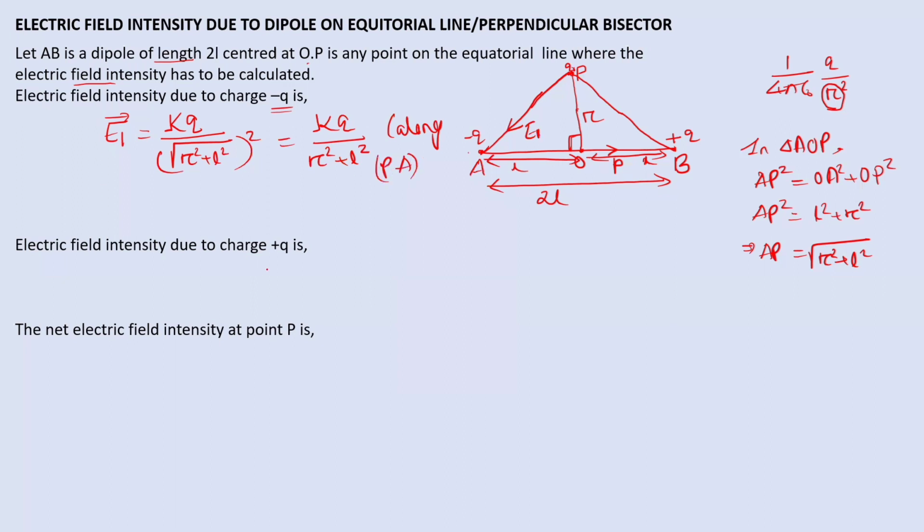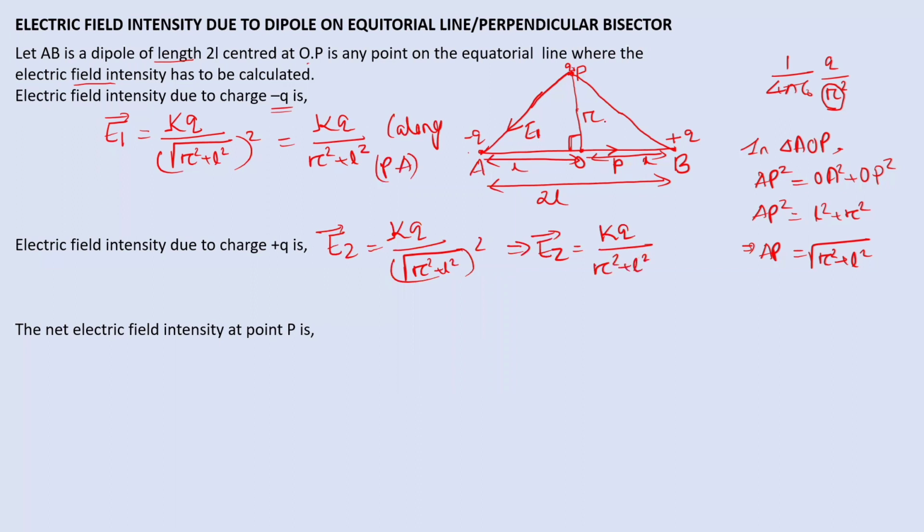Similarly, we will write the electric field intensity for the plus Q charge. So E2 is equal to the same charge, KQ, by the distance. The distance is the same again, BP, which is root over R square plus L square, whole square. So you can write E2 is equal to KQ by R square plus L square.